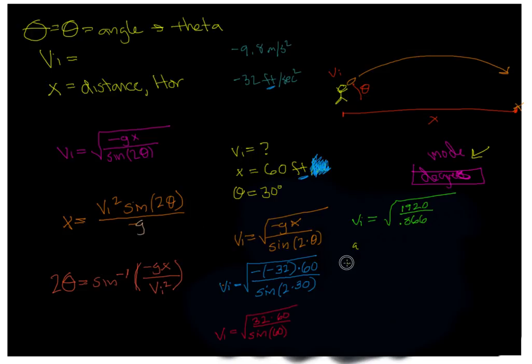So we're going to get vi equals the square root of 2217. vi equals 47.09 feet per second. Okay, we got one more, which we're going to find the angle. So, let's do that real quick.